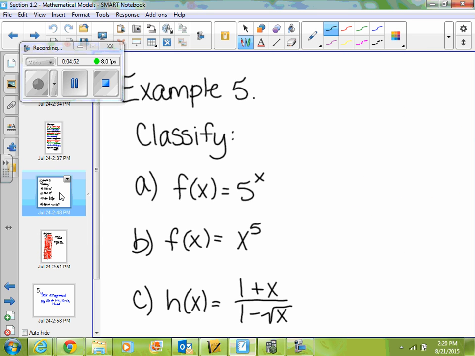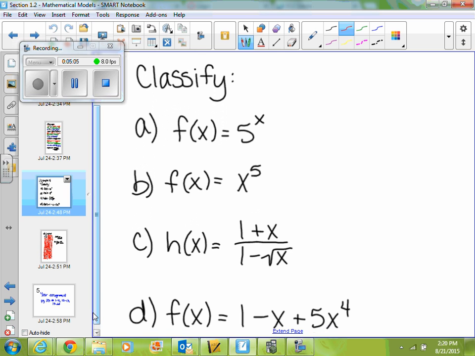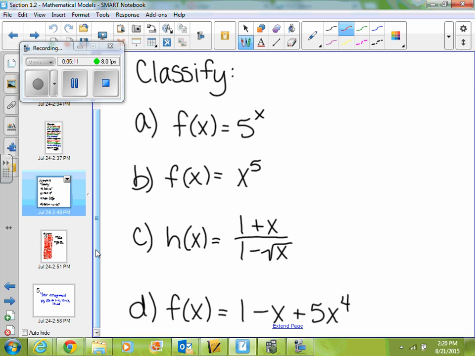Okay, so the first part of your assignment is just going to ask you to classify various models of functions based on what type they are. If I look at part A, that gives me f of x equals 5 to the x exponent. And what type of model do we know is where our exponent is a variable? The exponent is a variable? Yep, our exponent is up here, is our variable.